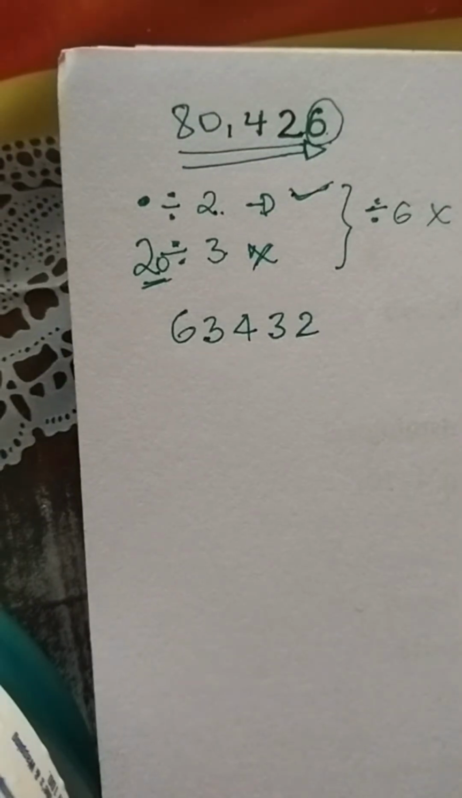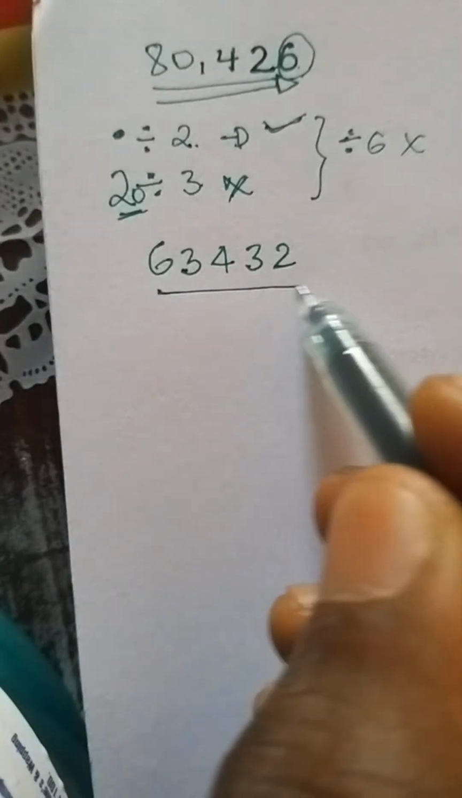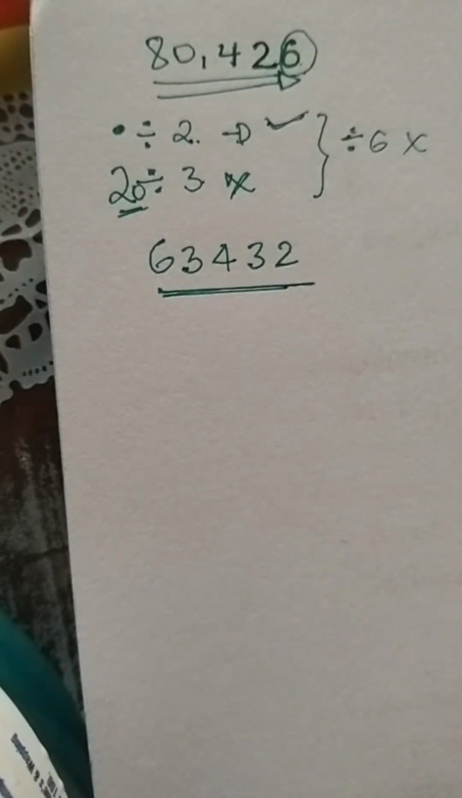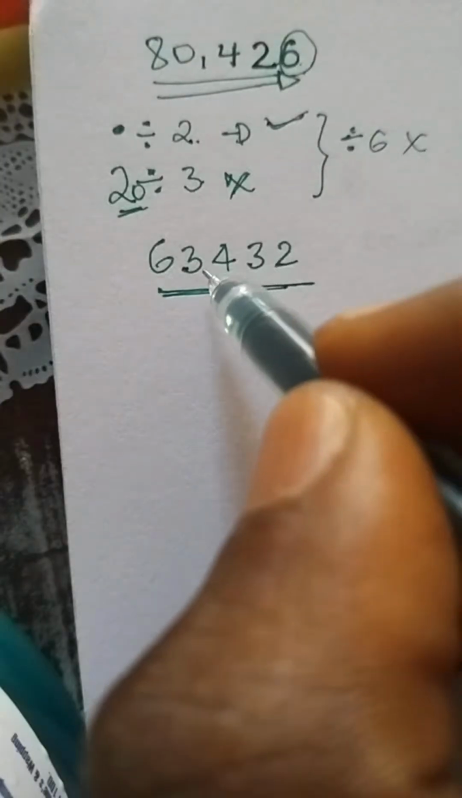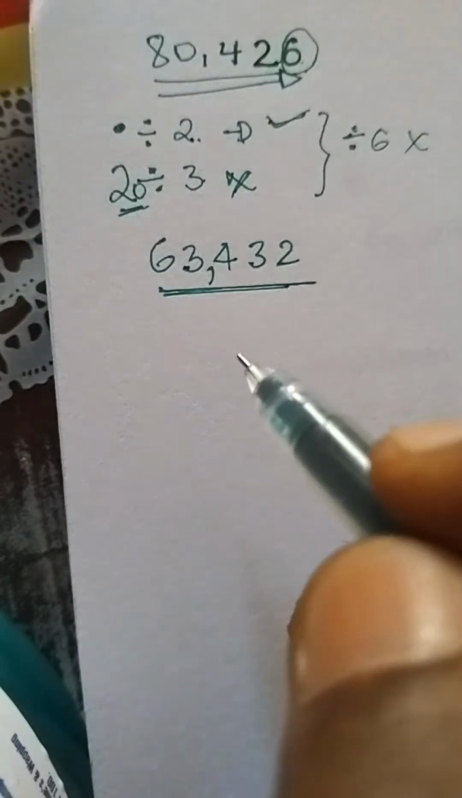63,432. Focus here. We are going to check whether this number is divisible by 6 or not. So, to check whether this number is divisible by 6, first we have to check whether it is divisible by 2.